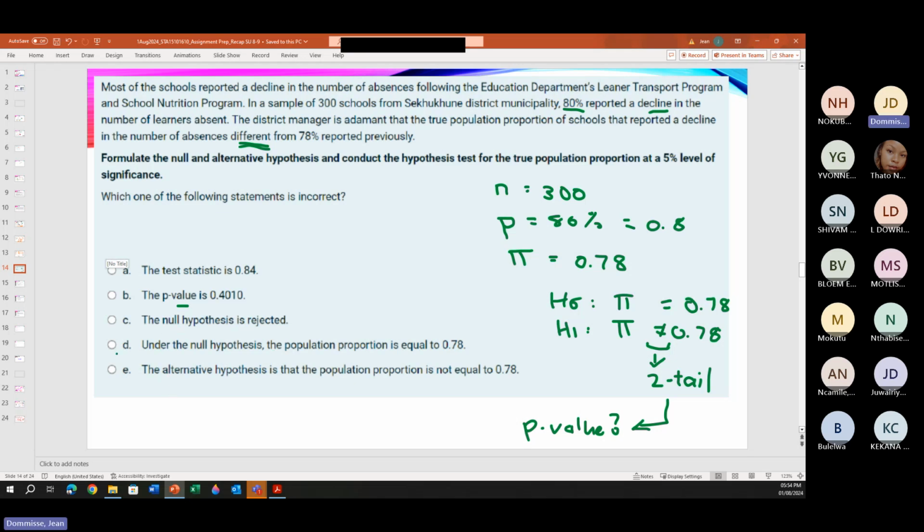So first, I want to just check the null hypothesis and alternative hypothesis. Under the null hypothesis, the population proportion is equal to 0.78. That is right, so that is what we've written down there. The alternative hypothesis is that the population proportion is not equal to 0.78, and that's also correct. So that is what we have written down there, not equal to.